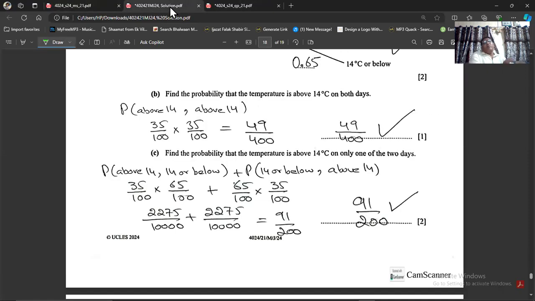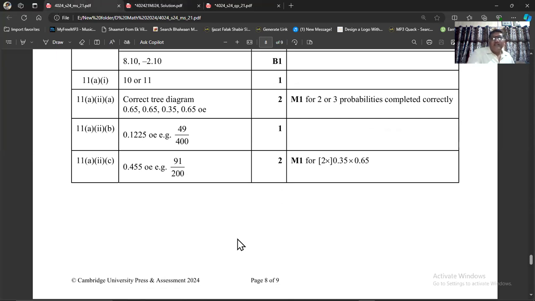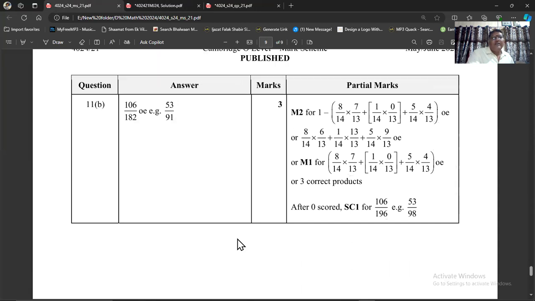Then the question is: find the probability that the temperature is above 14 degrees centigrade on only one of the 2 days. Okay. So above 14, then 14 or below, plus 14 or below, then above 14. So only on one day the temperature is above 14. So it will be 35 by 100 multiplied by 65 by 100 plus 65 by 100 multiplied by 35 by 100. When you do this on your calculator, you get 91 by 200. And 91 by 200 is the right answer. Sir, I hope you understand this.